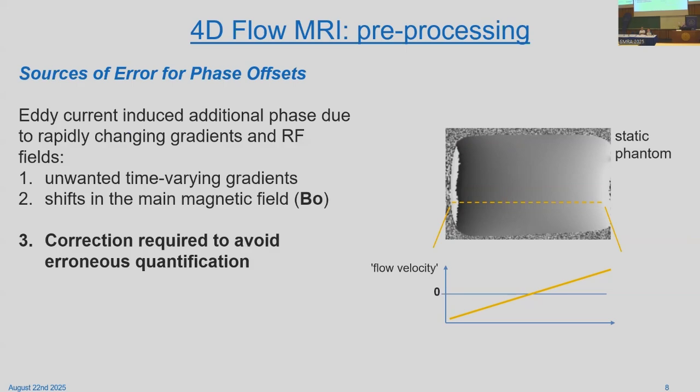Yeah, anyways, you can see there that this is a static phantom. The phase should actually be 0 there, so everything should be gray. Now you see actually a gradient there. It's not gray. And this gradient is something that we want to find out and subtract from our data.